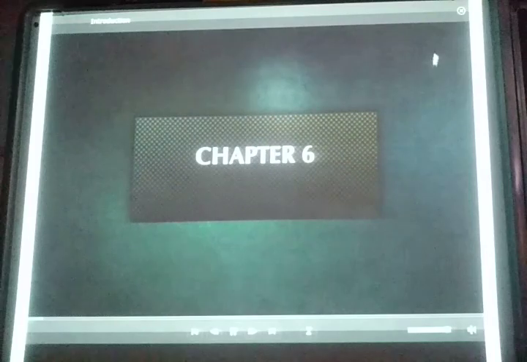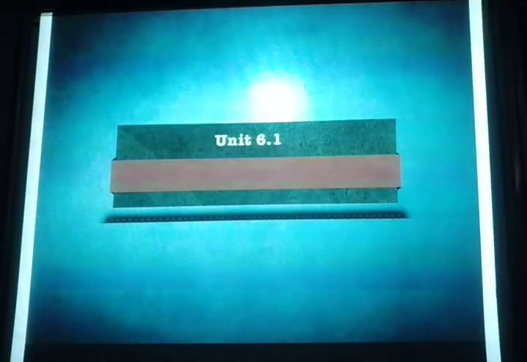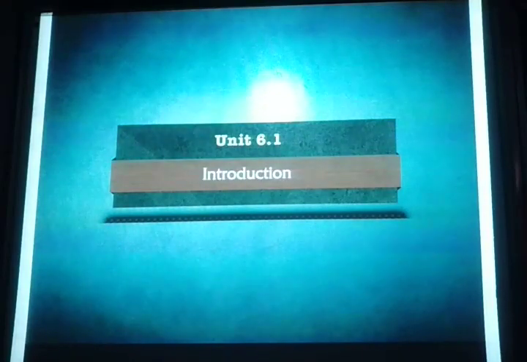Chapter number 6, Triangles. Unit 6.1, Introduction.